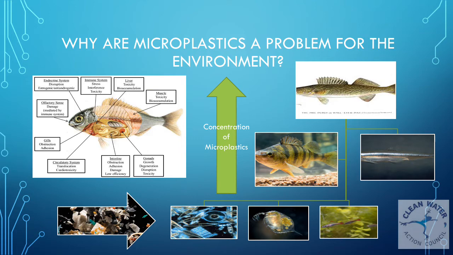Nanoplastic particles have also been found lodged in the brains of fish and were shown to affect their behavior. So these can affect pretty much every system of a fish.